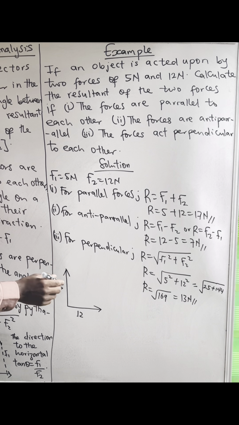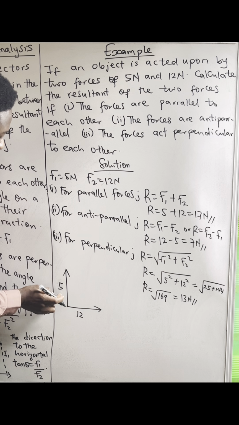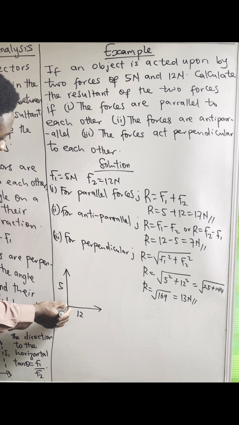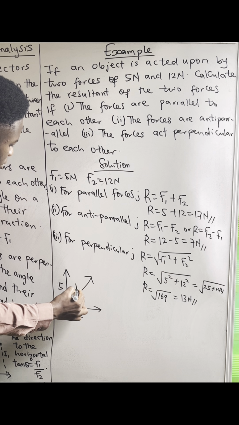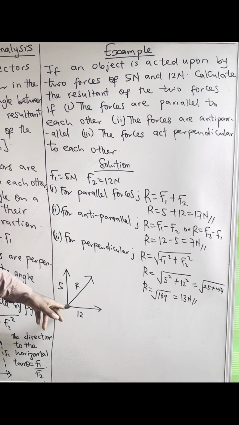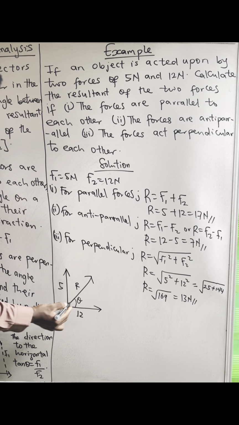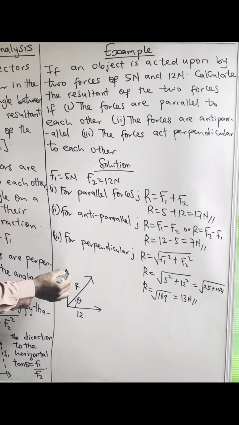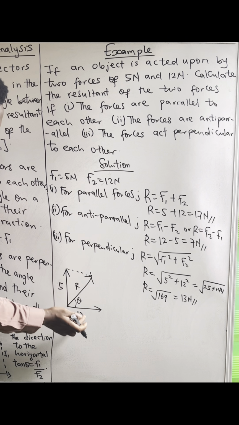Now, the next thing is that the point where the two forces meet will be the point from which you draw your resultant. So this will be your resultant. This is your resultant, and then this will be the angle theta. This is angle theta. You can then trace this up. So this will be equal to this.